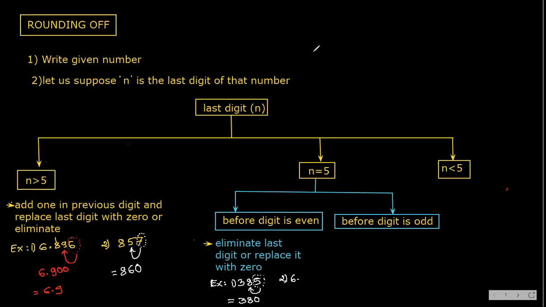One more example, see here: 6.45. Now the last digit is 5, the before digit you see is even, so how should I replace it? 6.40, or even 6.4 also, because I can eliminate this 0 also. Yes, sir, we can write 380 also as 38, sir?